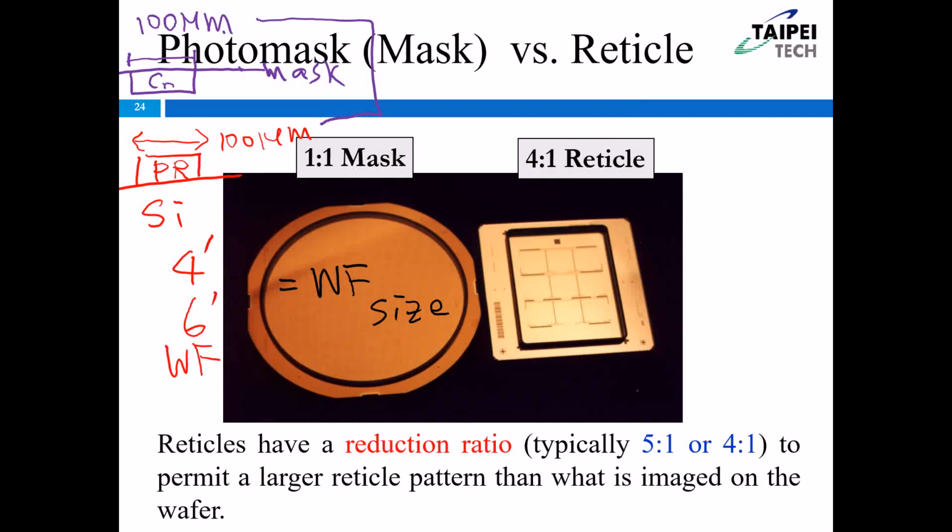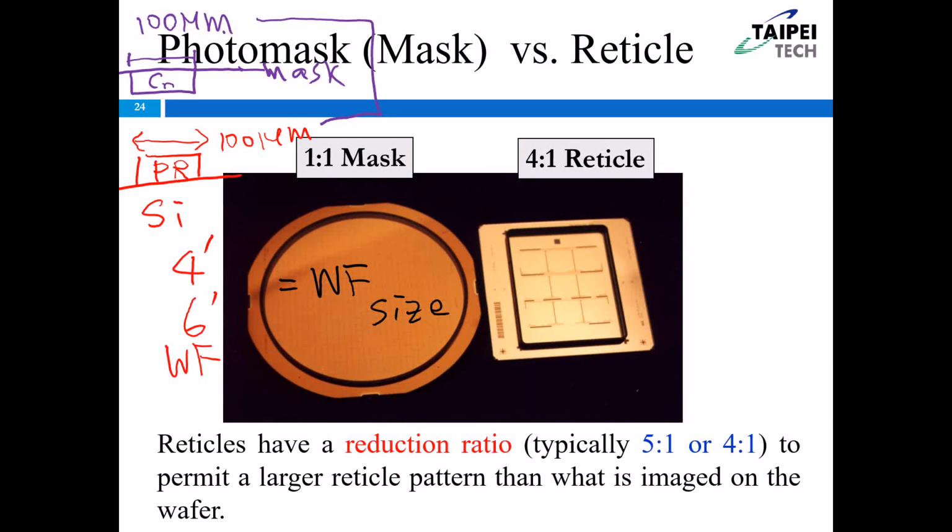But how about nowadays? Our dimension is only 20 nanometer. How about 20 nanometer? It's so difficult. It's impossible to fabricate 20 nanometer line width of the mask pattern, right? Because it's very, very difficult. 100 micrometer versus 20 nanometer. It's crazy, right? It's crazy to fabricate the mask pattern with only 20 nanometer, right?